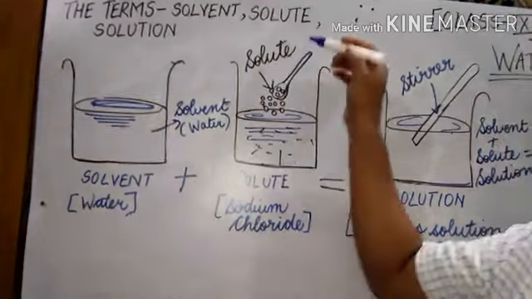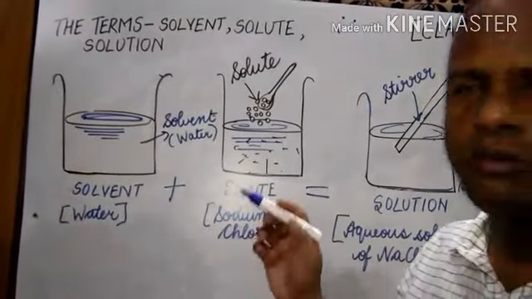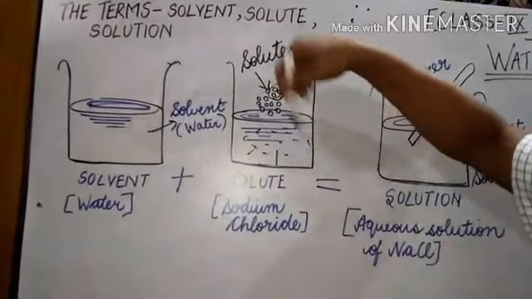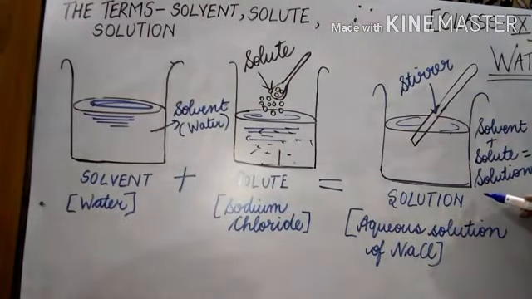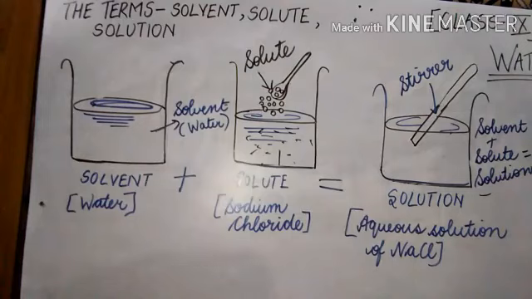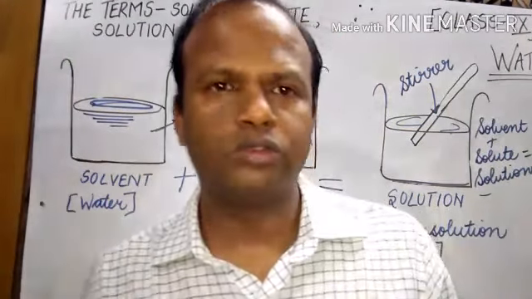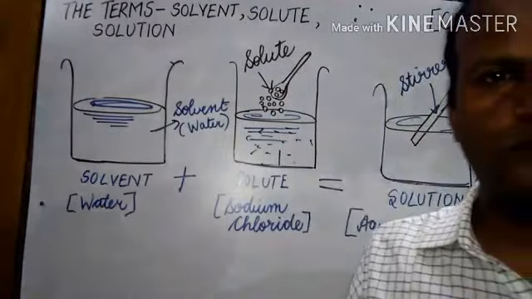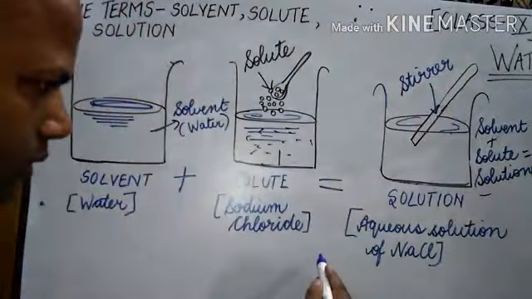Now when a solute is mixed in a solvent, suppose it can be NaCl or sugar, and it is stirred, it dissolves, so the solute takes the form of a solution with the solvent. So this is known as a solution. Now one more important thing I would like to tell you: the aqueous solution. What do you understand by aqueous solution and non-aqueous solution?